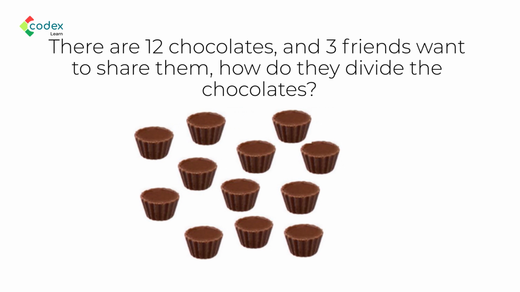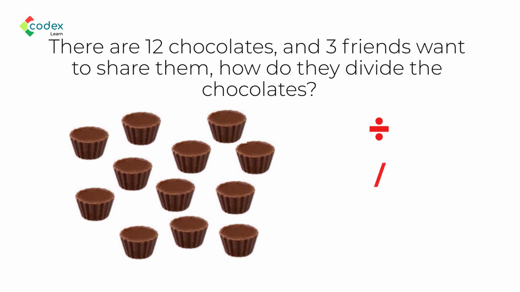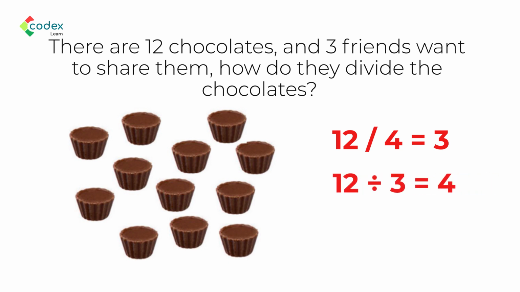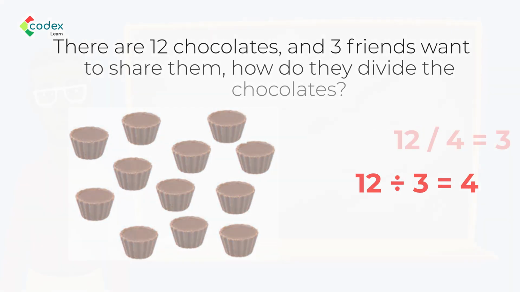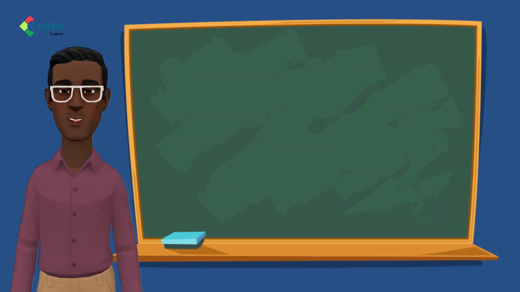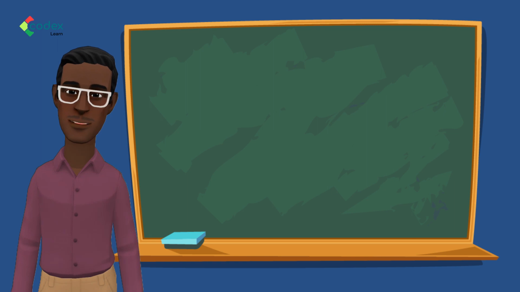We use the symbol or sometimes the slash to mean divide. You can divide whole numbers using the division symbol. For example, 12 slash 4 equals 3, or 12 divided by 3 equals 4. You can also divide decimals, but dividing decimals is a little different from dividing whole numbers.